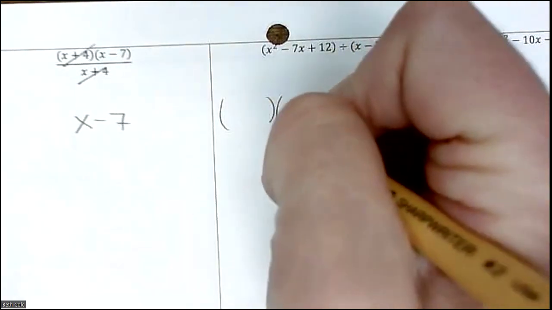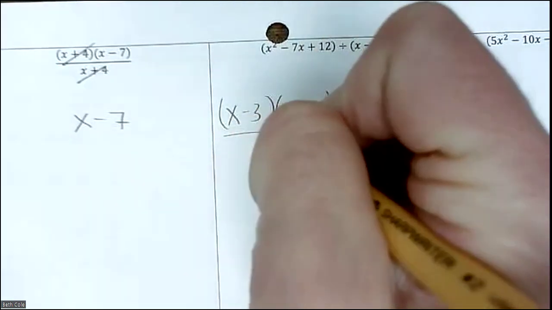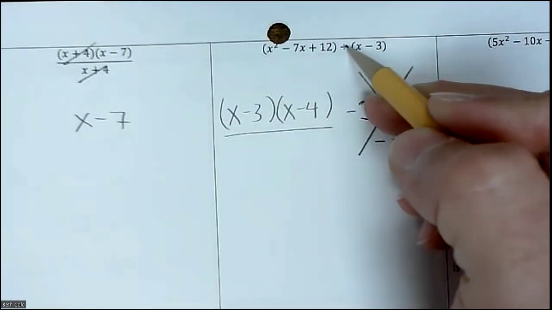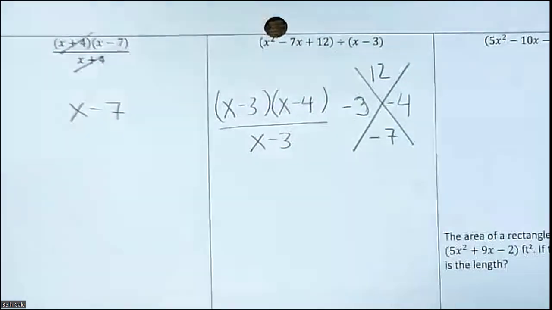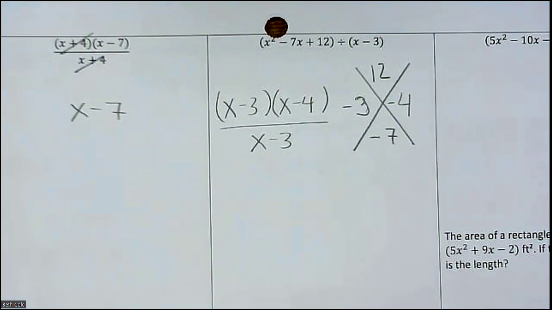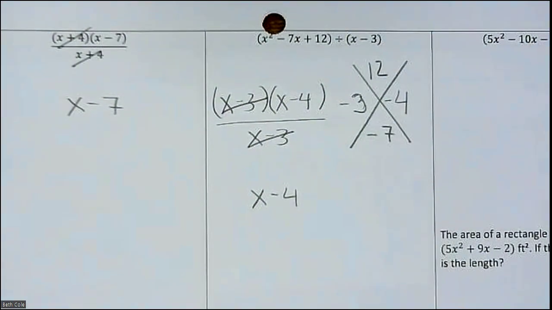So in your parentheses, you're going to have x minus 3, x minus 4, and then we're dividing that. So put a fraction bar. That's what this division symbol means. x minus 3. So then x what? Minus 4. Good. x minus 4 is your answer. You cancel out the one that matches. Whatever's left is your answer.